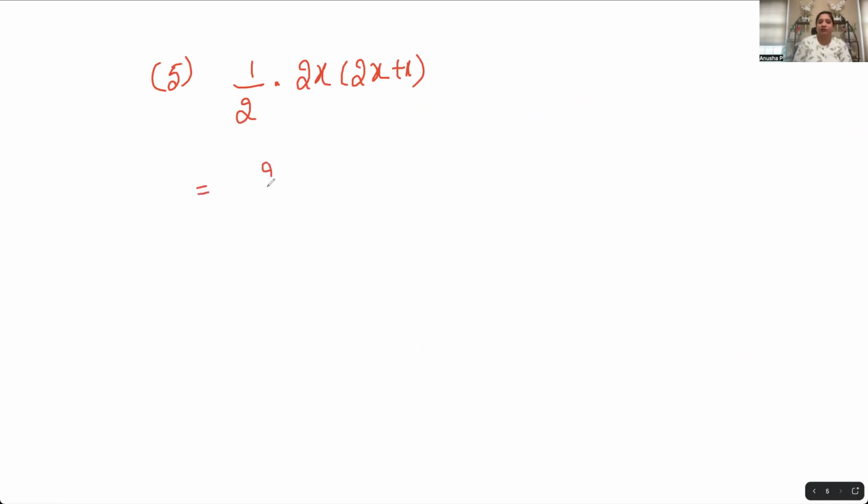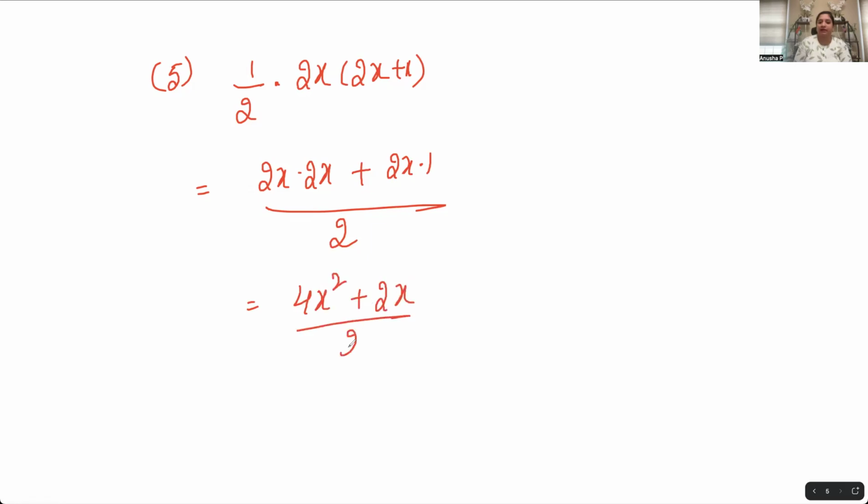So what you will do, 2x times 2x plus 2x times 1 here. Then only we have to divide it by 2. So 4x square plus 2x divided by 2. Okay. Then we will do division individually. 4x square divided by 2, 2x divided by 2. 2x square plus x.